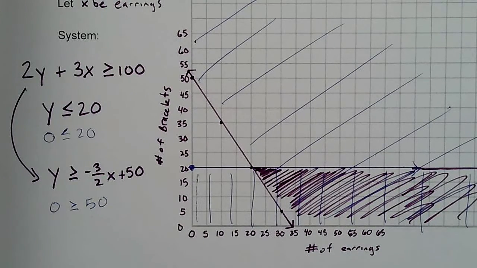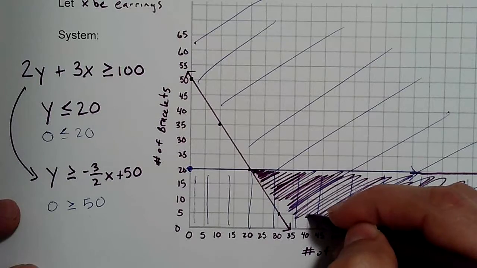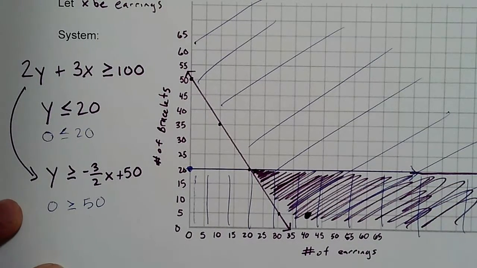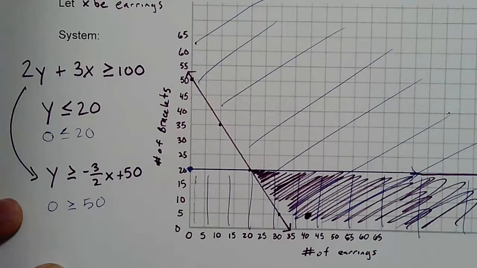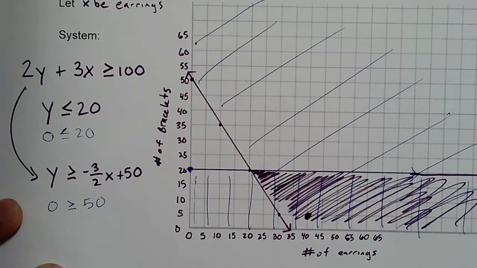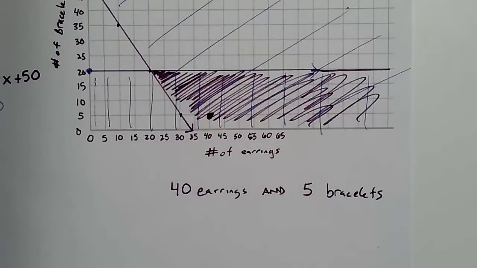So that tells us that any combination of bracelets and earrings that is in this shaded region would work. So let's pick one. Let's make this easy. Let's go 40 and 5. So I'm going to say she can make 40 earrings and 5 bracelets.